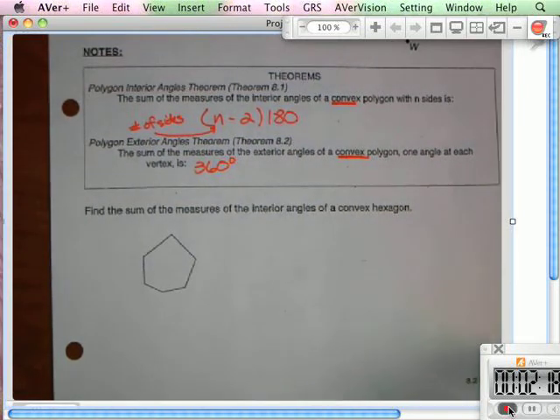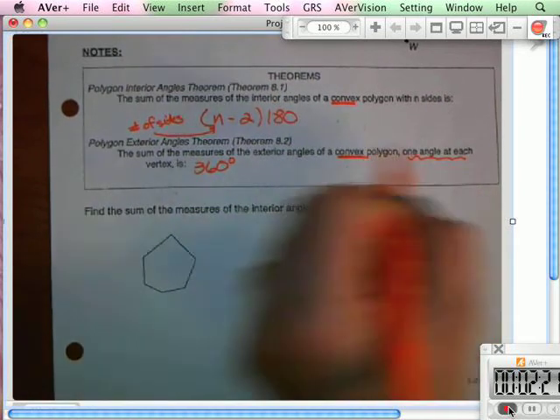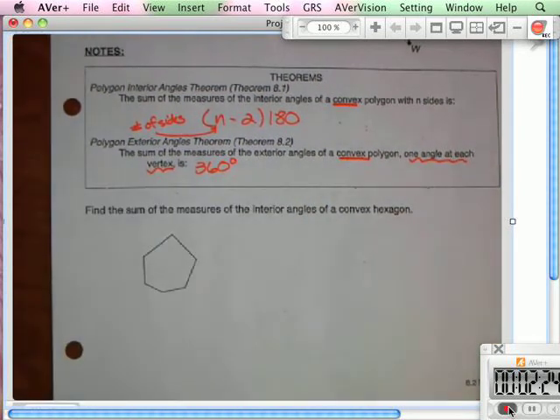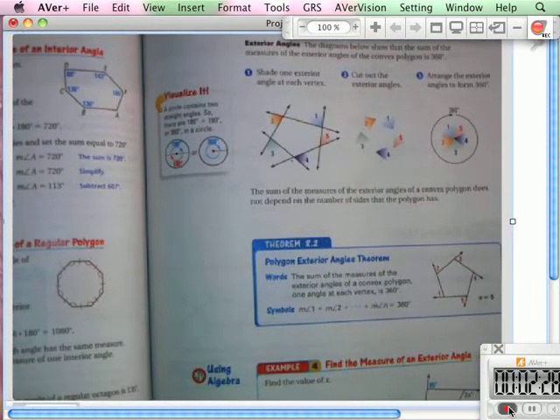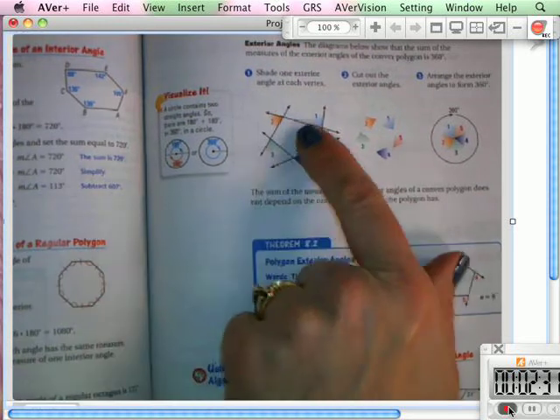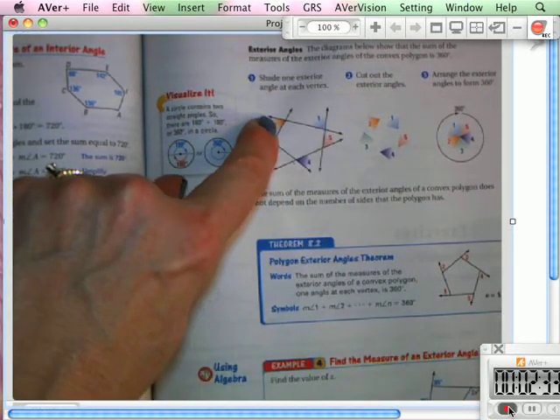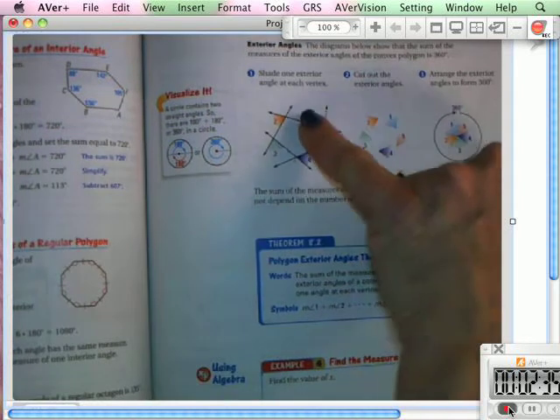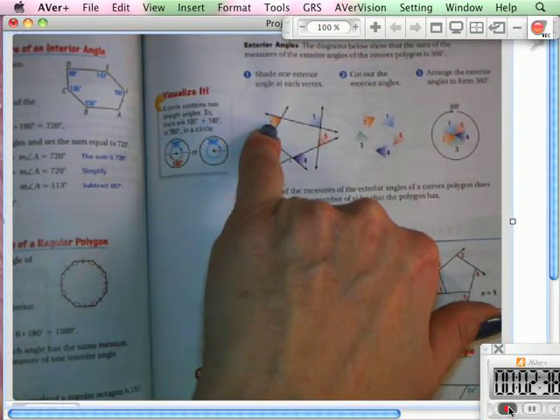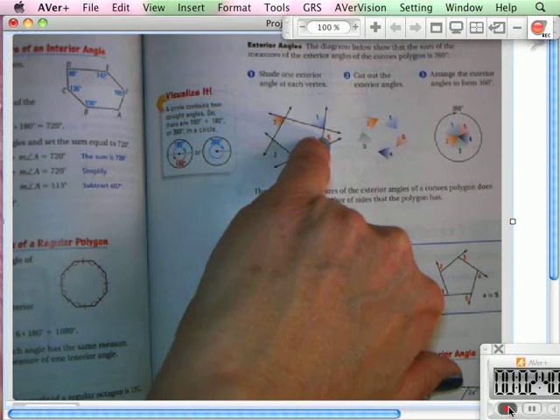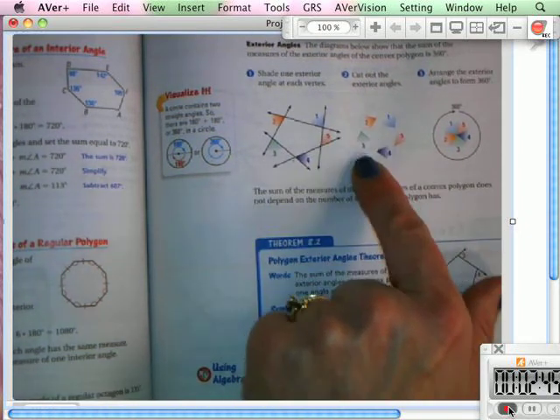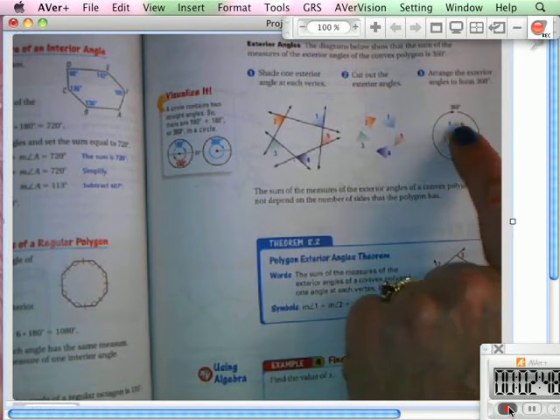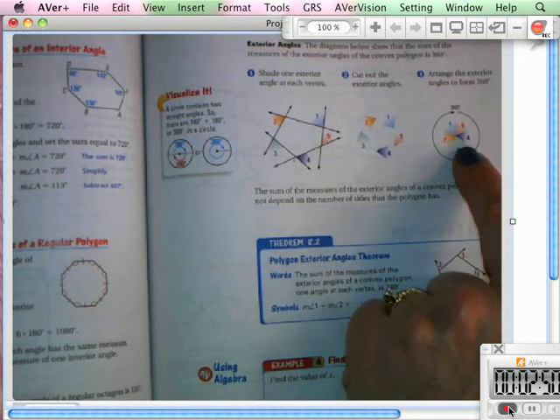But what they're saying here is one angle at each vertex, because that kind of confused me. I'm like, yeah, but there's more than one angle at each vertex. So if you look at this nifty picture here. Here's a vertex. Here's an exterior angle. They're talking about just one here. There is one over here, but they're just using this one. And then that one, and that one, and that one. And if they remove all those exterior angles and arrange them like this, look what they form. Wow. A circle, which is 360 degrees.